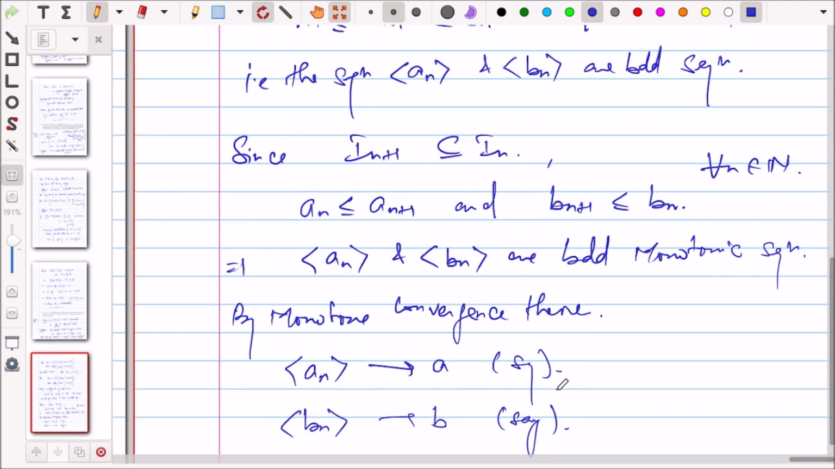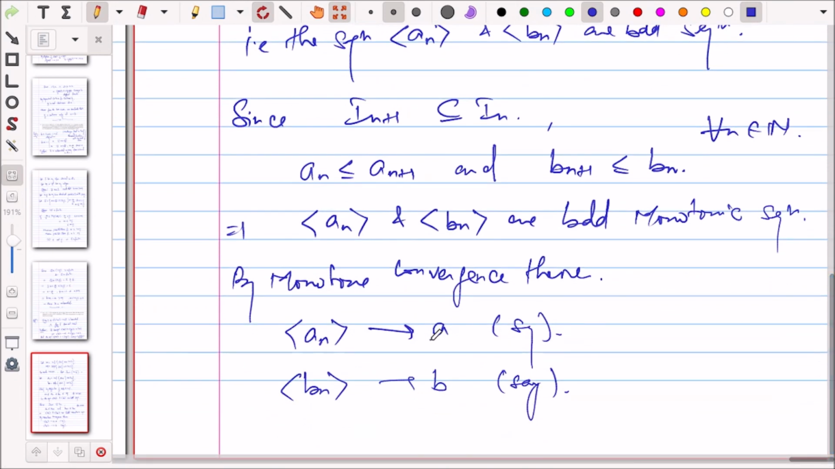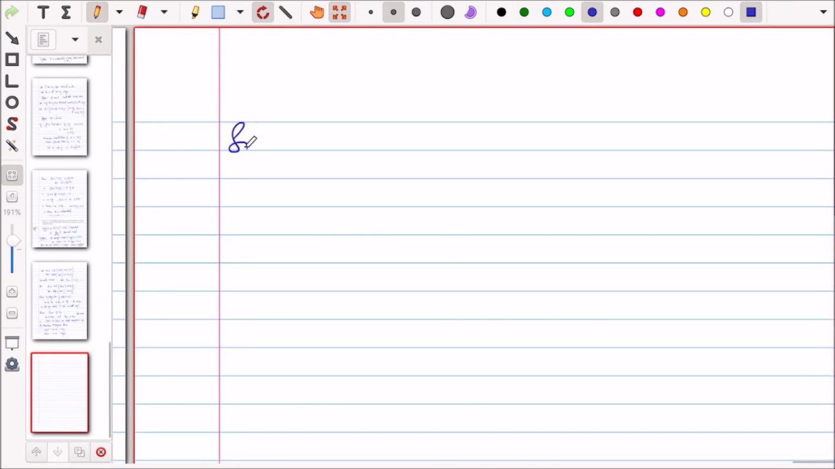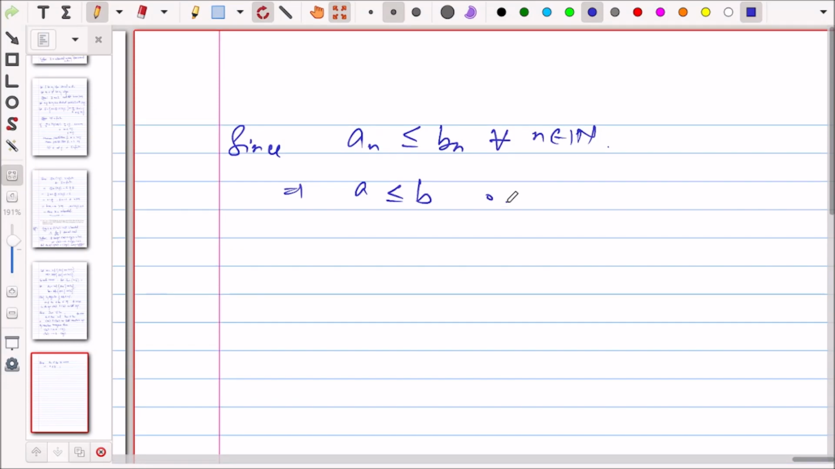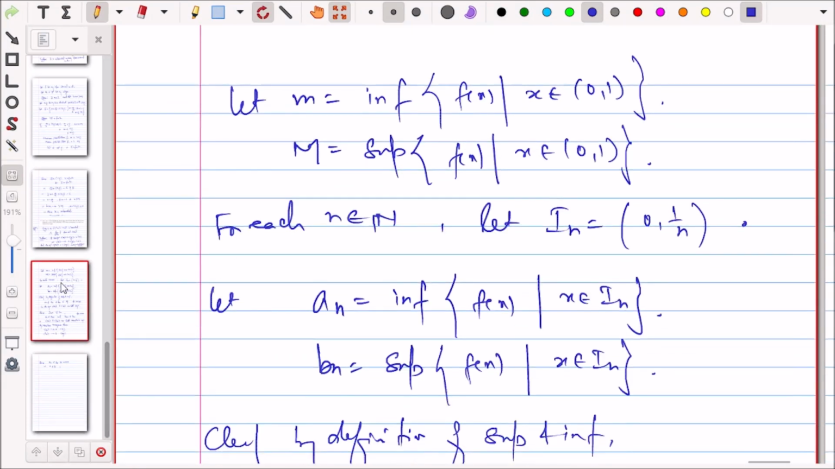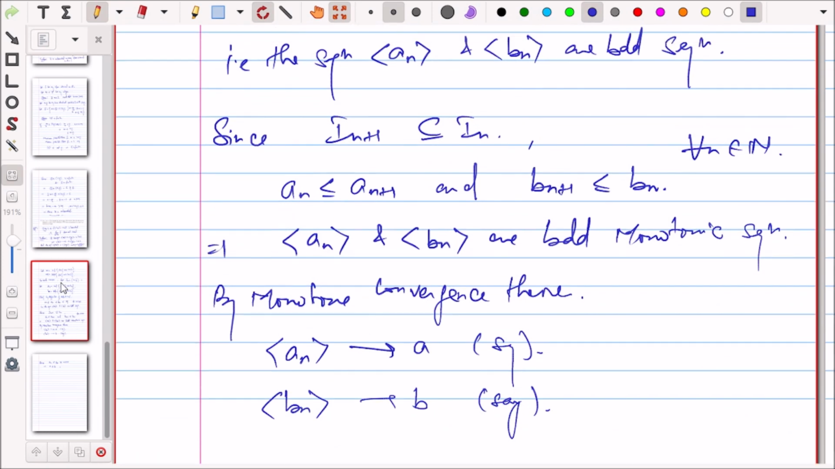Also, since an is less than or equal to bn for every n in N, a will be smaller than or equal to b. Since an is less than or equal to bn for all n belonging to N, this implies a is less than or equal to b. Fine. So this is how we have defined it.